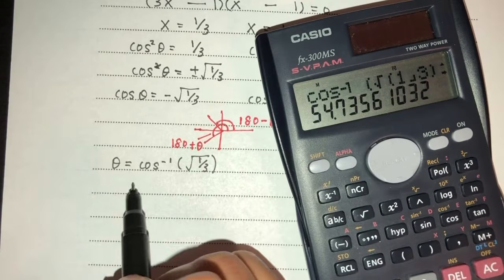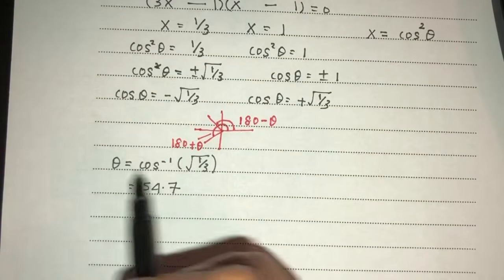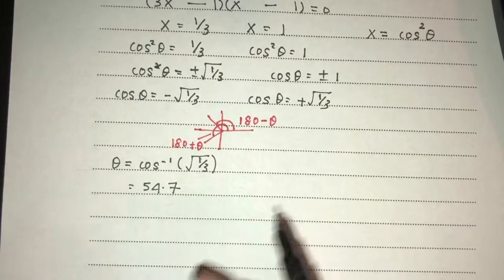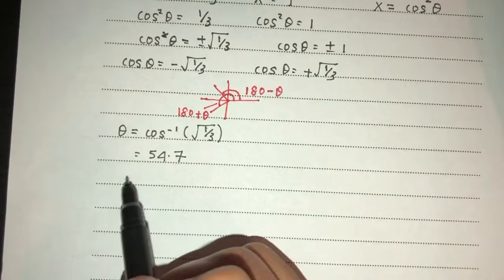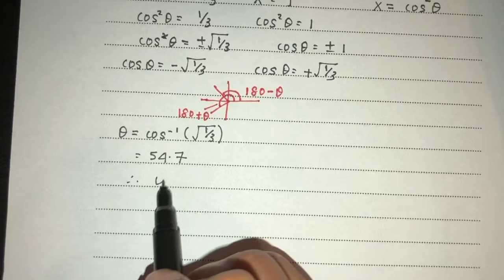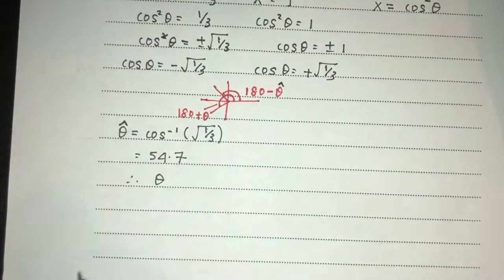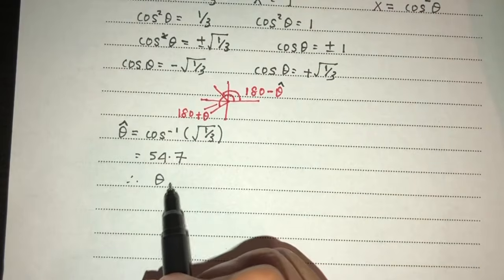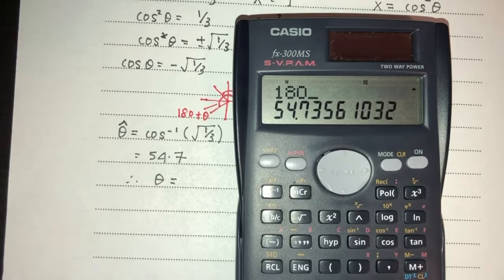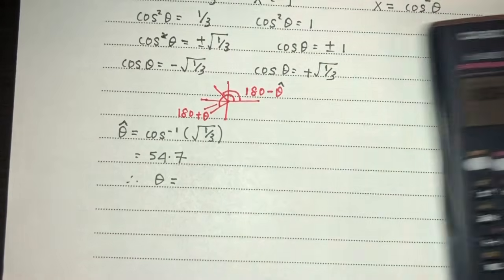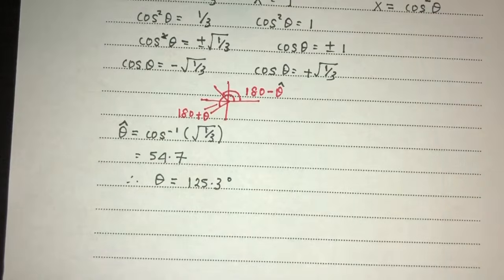That should be 54.7. So that is not the value you're looking for. You're looking for this one, which is 180 minus theta. So finally, theta, the real theta, let's put a mark here. So we know it's not the real one we're looking for. The real theta will be 180 minus this. That should be 125.3. That's the first value of theta.